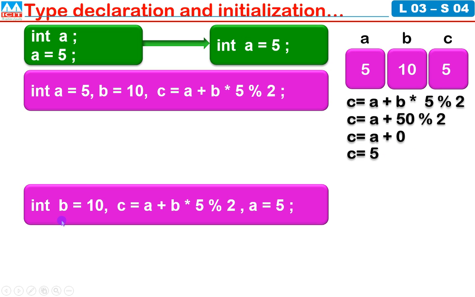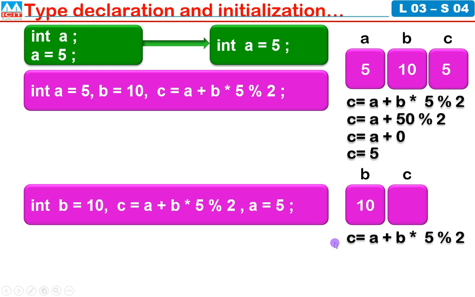Suppose if I change the order of these variables declaration. Initially a equal to 5, here a equal to 5 was declared at last. Suppose at the time of execution of this program b equal to 10. So b gets 2 byte space reserved, and in it you are storing the value 10. And then c is another variable. In that you need to store the value what? A plus b star 5 modulo 2.